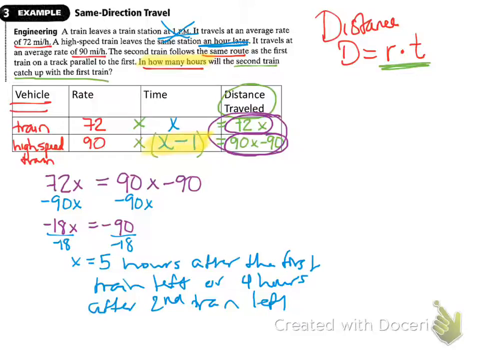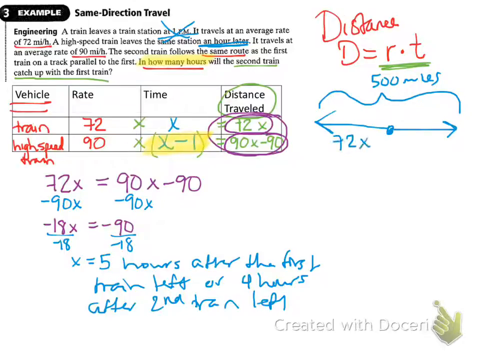What if this problem was talking about two trains traveling in opposite directions? They both leave the same station, and they go in opposite directions. And they want to know how long it'll take for the two trains to be 500 miles apart. Well, in that case, you would take the first train's distance, 72x, plus the second train's distance, and it should equal 500 miles. And that would be the equation you would solve there. So you can see how they might be set up slightly different depending on what kind of information they give you.